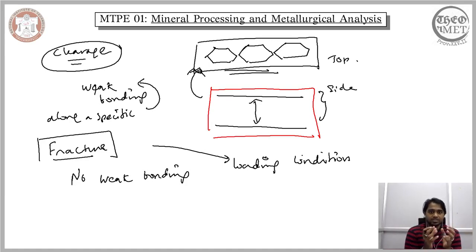Cleavage involves the presence of weak bonding, and therefore even under pristine condition, the material fails along a particular plane. In case of fracture, the plane which exhibits the failure is governed largely by the loading condition. Even in fracture you observe a failure along a particular plane, but this is not because of weak bonding; this is largely reflective of the loading condition and the propagation of the cracks that ultimately leads to the fracture. So the characteristic feature of cleavage is the presence of weak bonding. In case of fracture, it is the absence of weak bonding, and it is largely governed by the loading condition.